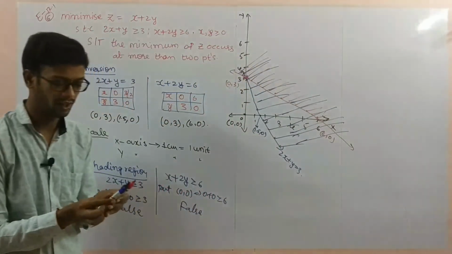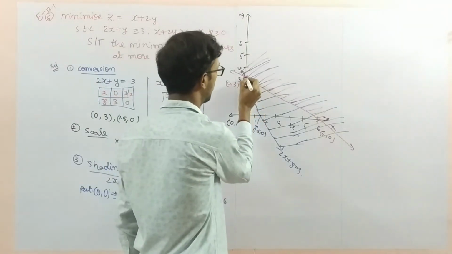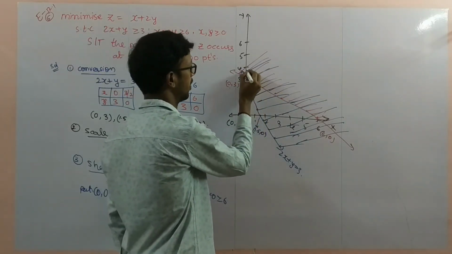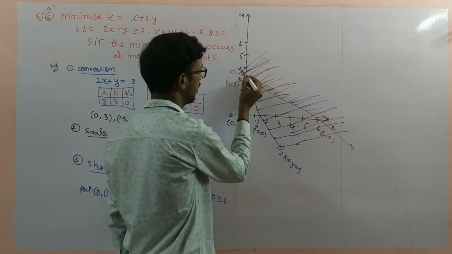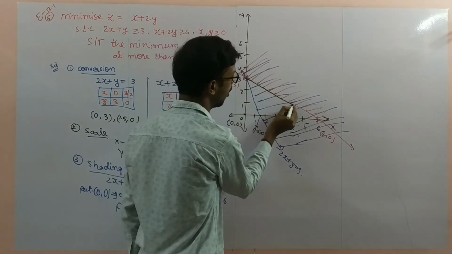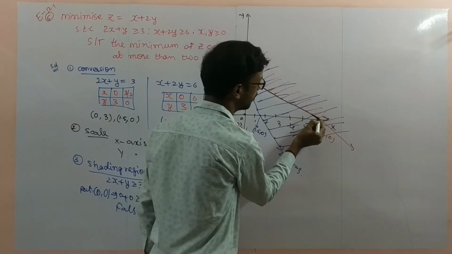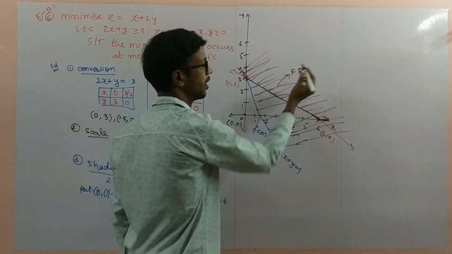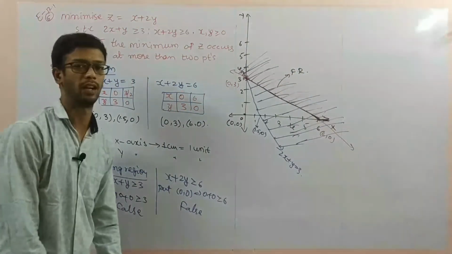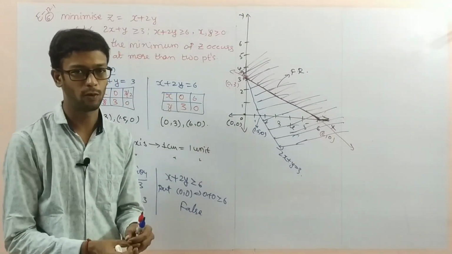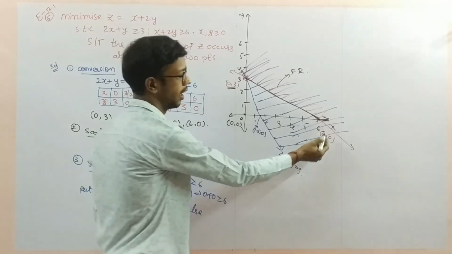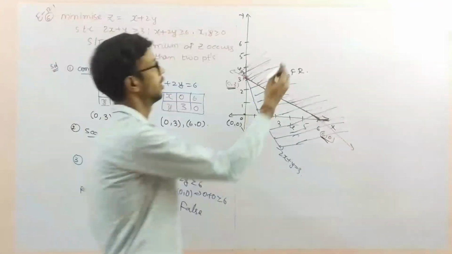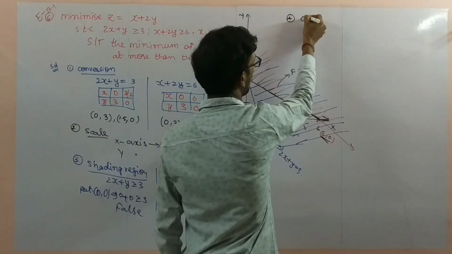So what is the shading region, or feasible region? Here you observe this is not common. Only in the first quadrant is there a common part. This whole part is what you get. This black line is the boundary of the feasible region, an unbounded feasible region. What are the corner points? The intersections of two lines: this is one corner point and this is also one corner point.